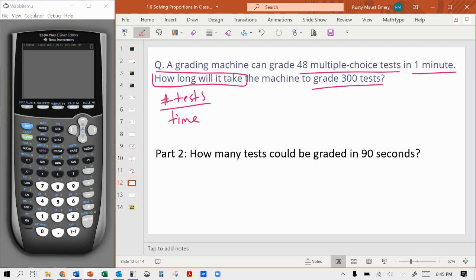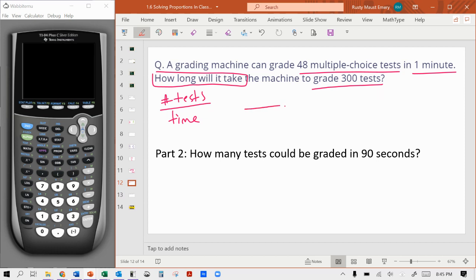So if I go ahead and start thinking about setting up my proportion. My proportion is a fraction set equal to a fraction. I have 48 and 1 minute, specifically in this case. And how long will it take? Well, that's the time, so that's the unknown. So the unknown time goes on the bottom, and then we know we're trying to figure out how long would it take to grade 300 tests.